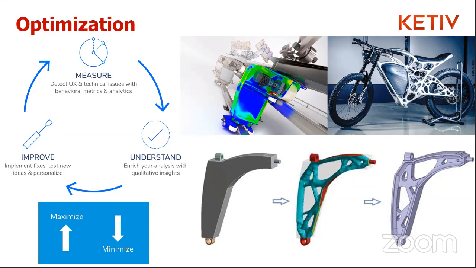So we talked a little bit about generative design last time around. Again, that is a form of optimization. It uses a slightly different technology there, but at the end of the day, it is all optimization.